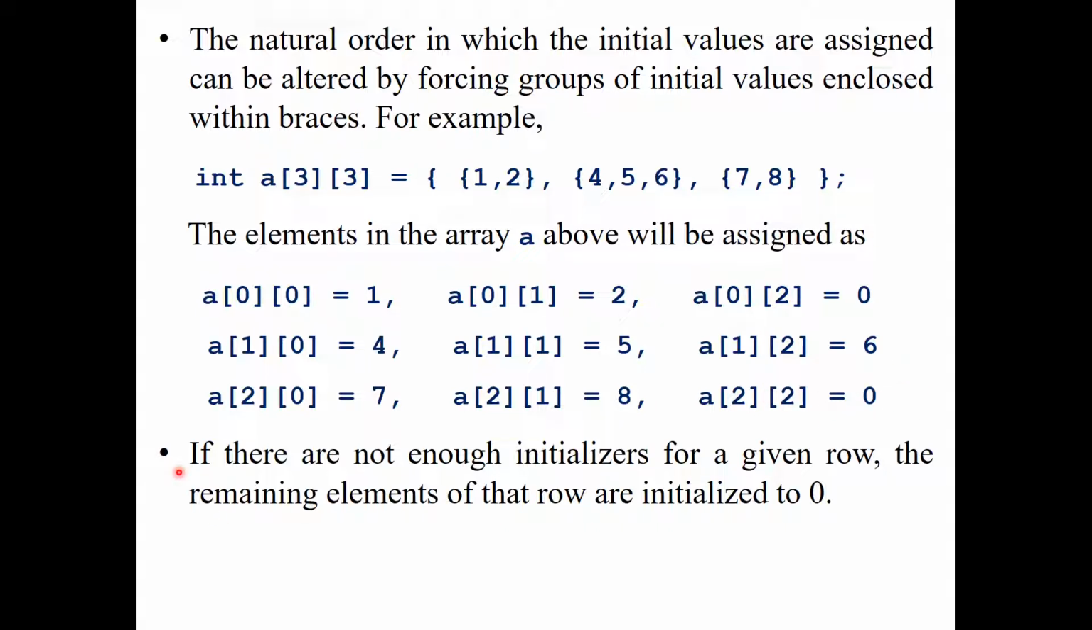So the rule is, if there are not enough initializers available for a given row, first row, second row, third row, in this case the first and third rows do not have enough initializers, so the remaining elements of that row are initialized to 0. Not the preceding elements, only the remaining elements of the row are initialized to 0.